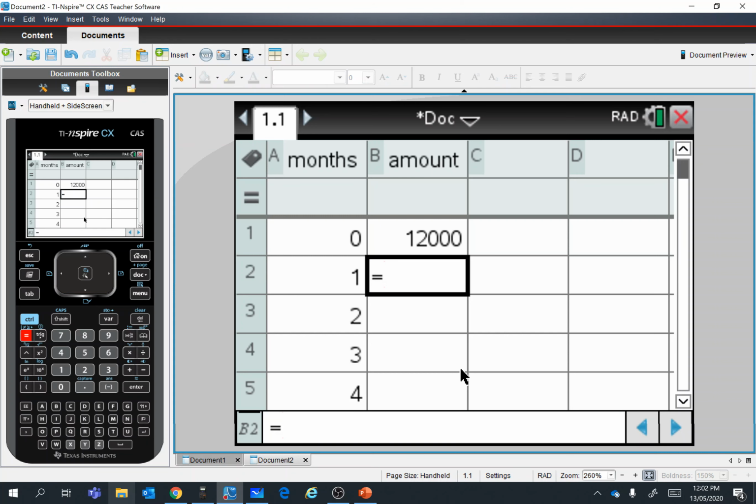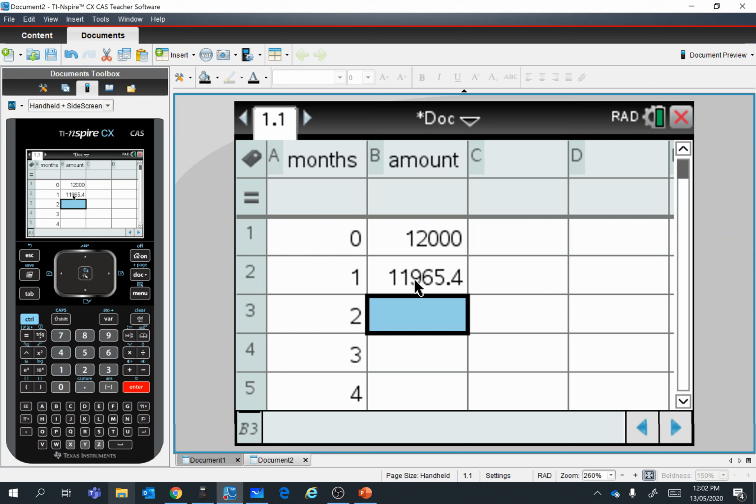and we put the common ratio 1.00667 times, and we put B1 because B1 is that balance, the opening balance. So we're going to multiply it by the interest rate to increase the interest, and then we subtract the regular payment. Okay, so I'll push enter, and there's the balance after 1 month. It's gone down a little bit.